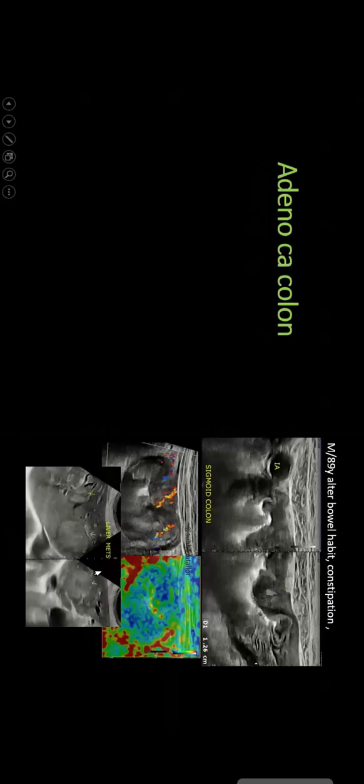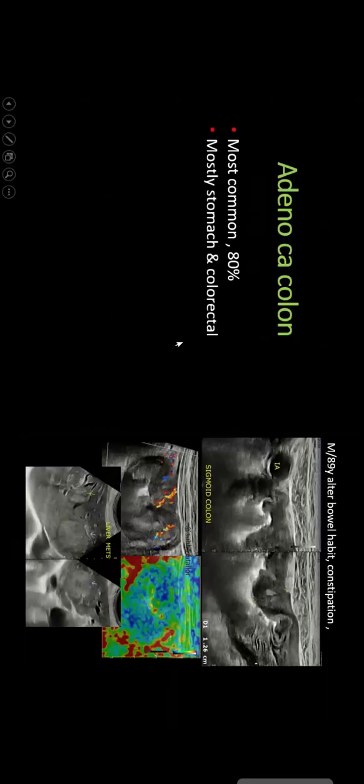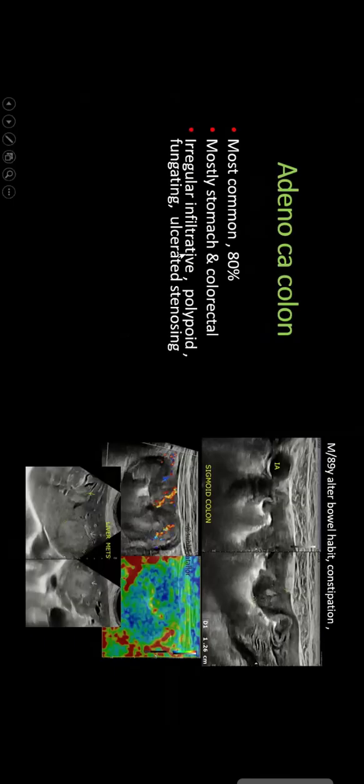So ultrasound is a modality of choice in the initial examination of these altered bowel habit cases, and simultaneously we can see the metastatic lesions. Adenocarcinomas are the most common pathologies, mostly involving the stomach and colorectal regions. Irregular, infiltrative, polypoidal, fungating, ulcerated, stenosing lesions. Short segmental with narrow zone of transition and shouldering.